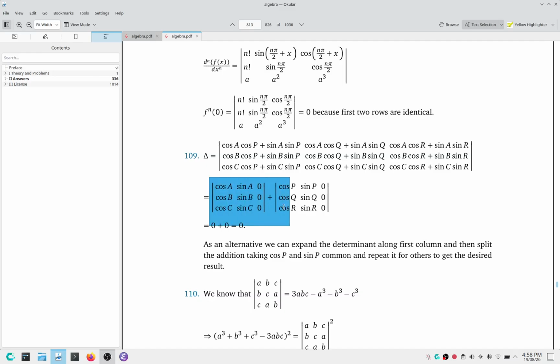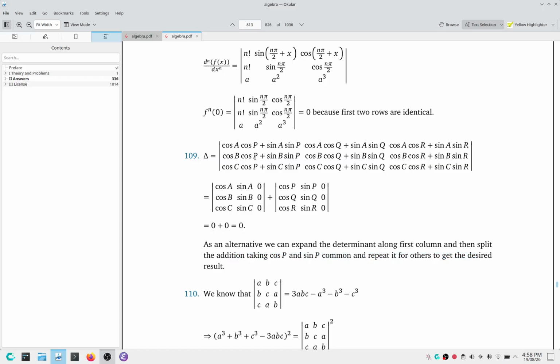Okay, this step I think I skipped mentioning. Okay, so this is not a very clear solution. So we read this as an alternative. We can expand the determinant along the first column and then split the addition, taking cos p, sin p common, and repeat it further to get the desired result.